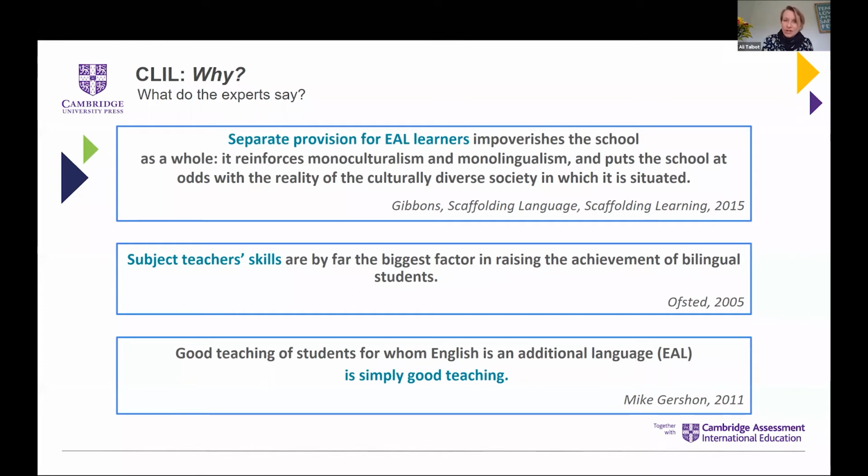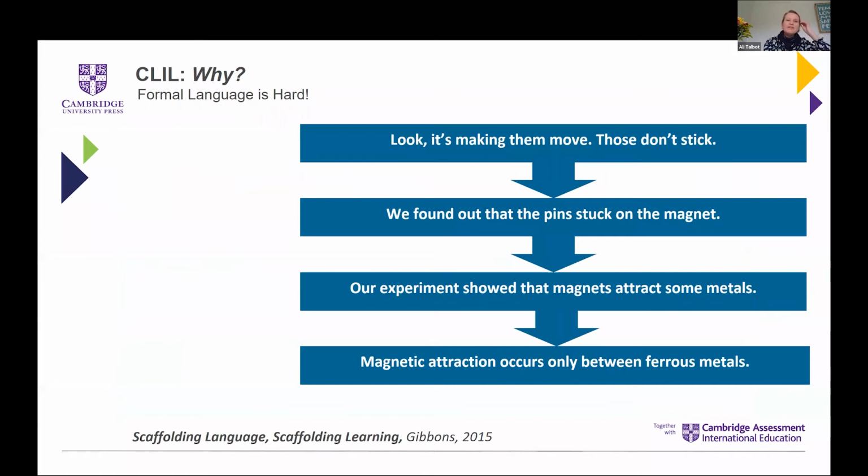Another reason why we should be moving to this whole school approach to EAL or to CLIL is because formal language is really hard. So if you look at these little sentences, this is all again taken from Gibbons' book. The top one says, look, it's making them move, those don't stick. And you can imagine some children talking together about an experiment that they're doing, and they're pointing and saying, oh, look, those or these, it's, look. So they're using these pronouns like those and them, because there is a shared understanding of what they are talking about. They don't have to name it.